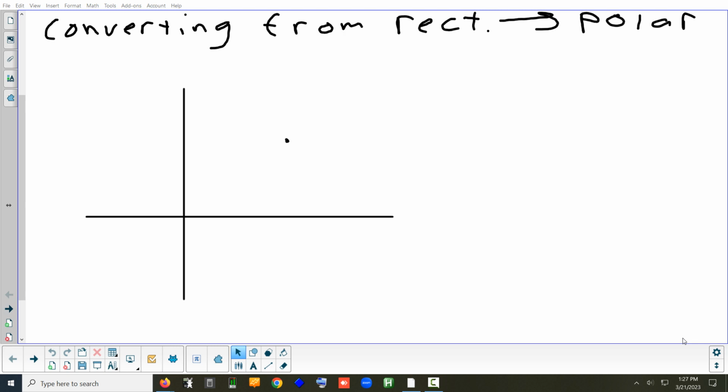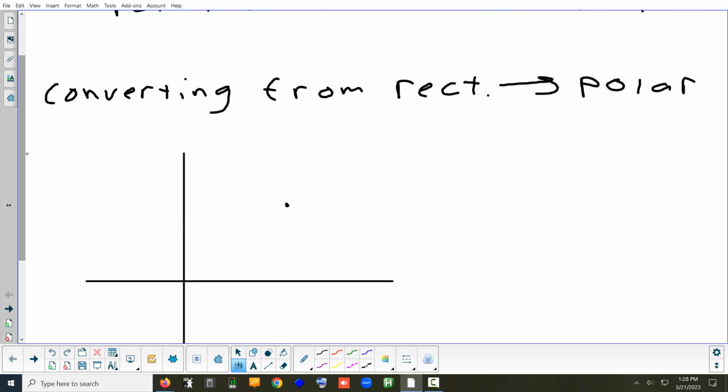So we're going to continue looking at section 5.1. We left off yesterday with converting from polar to rectangular. Now we're going to reverse it. We're going to convert rectangular to polar.